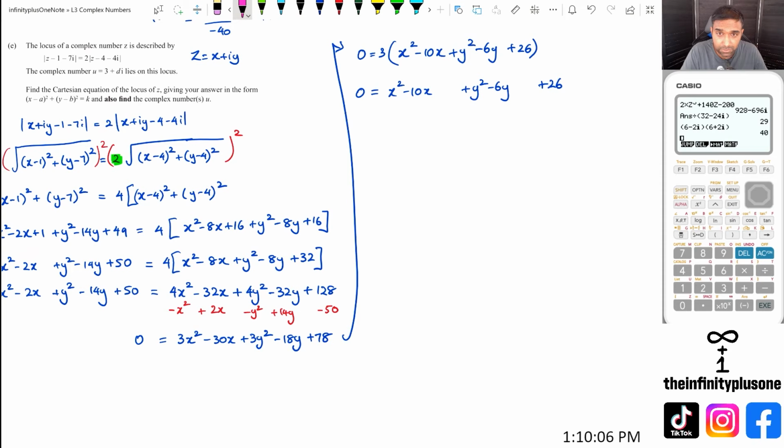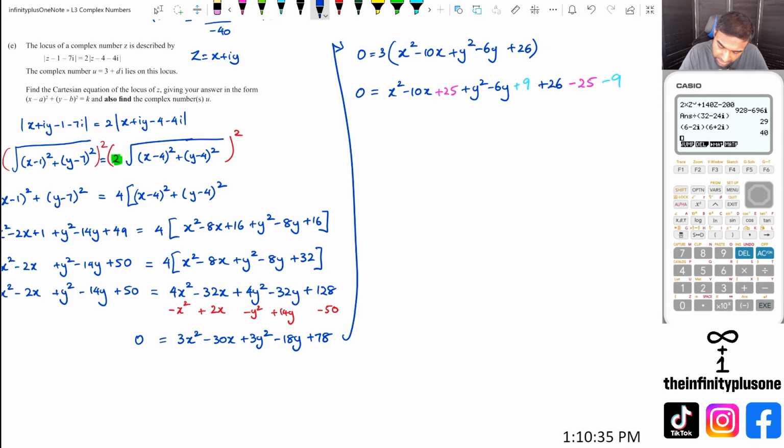Now, because I want to do completing the square here, I'm going to do half of negative 10, which is negative 5. Negative 5 squared is 25. So I'm going to put this as plus 25. But I can't just add 25 on a straight line, so I need to make sure that I subtract 25 at the end. Then I'm going to do the same thing for the y squared minus 6y. Negative 6 divided by 2 is negative 3. Negative 3 squared is 9. So I'm going to go plus 9 here, and minus 9 on the other side.